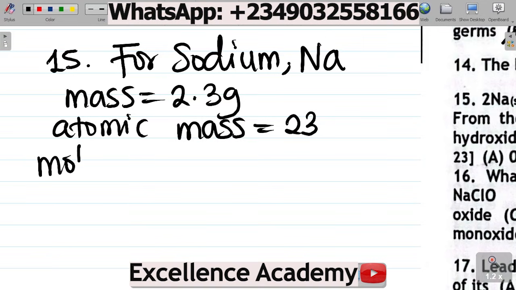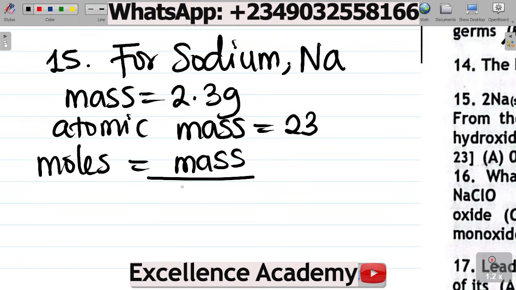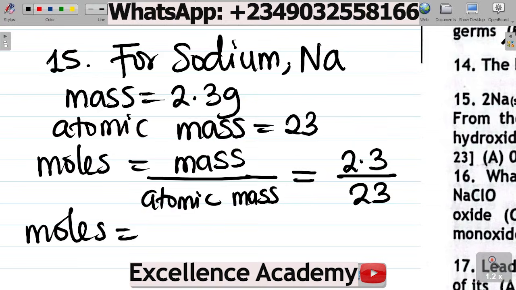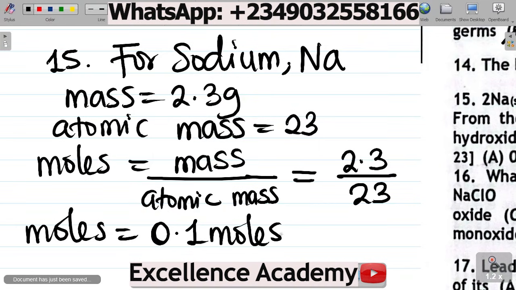The number of moles, as we know, is equal to mass all over the molar mass. But when you have just an atom, it's called all over atomic mass. Atomic mass is for just an atom. If it's a compound, it becomes mass over molar mass. Now, the mass as given is 2.3 all over the atomic mass, 23. So the number of moles in 2.3 gram of sodium becomes 2.3 all over 23, and that gives you 0.1 moles. All right, so far so good.